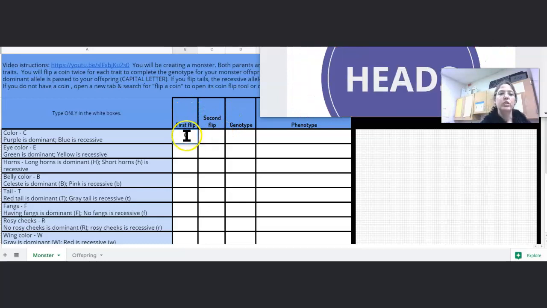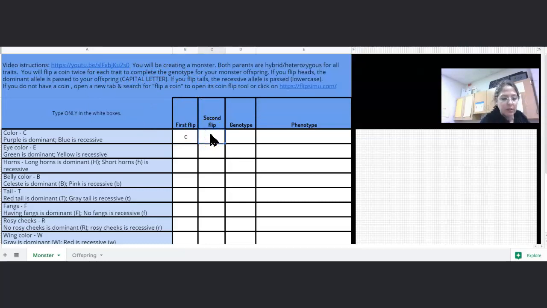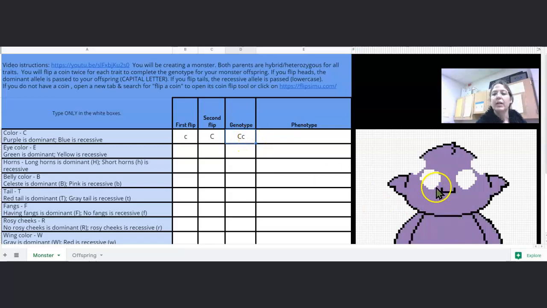We have one gene from mom and one gene from dad. Dad passed on heads. That's a dominant gene according to the instructions up here. Dominant genes are represented by capital letters, it says. So I'll put a capital letter. That means that the genotype is one of each. You'll need to put the capital first. When you press enter after your genotype, the monster will begin to fill itself in.